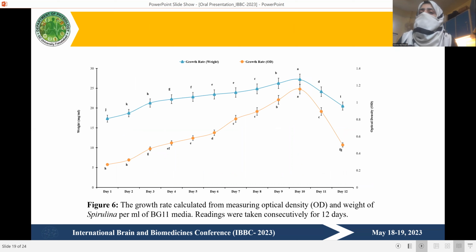Here is the result of growth rate calculated from measuring optical density and weight of spirulina species per ml for BG11 media for a period of 12 days. The maximum growth we got was at day 10.